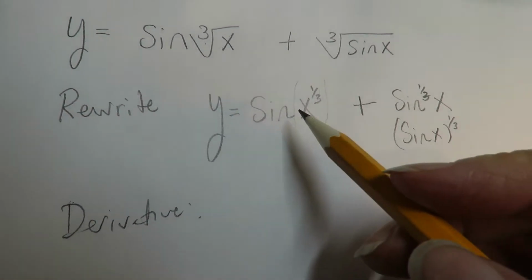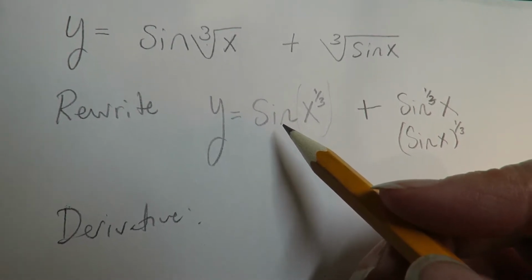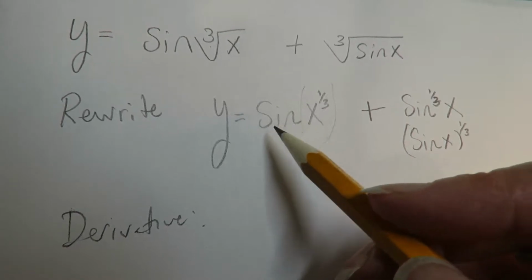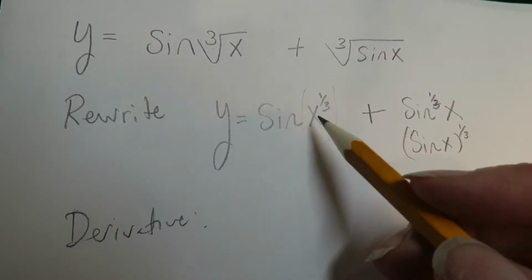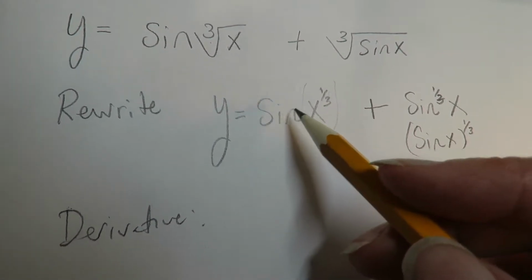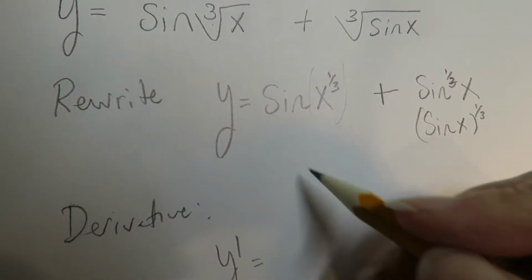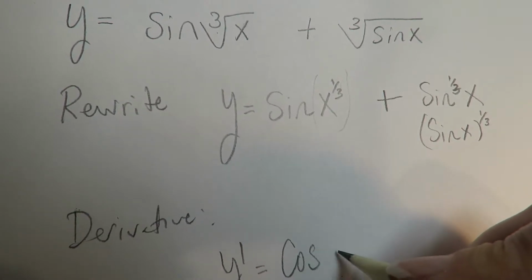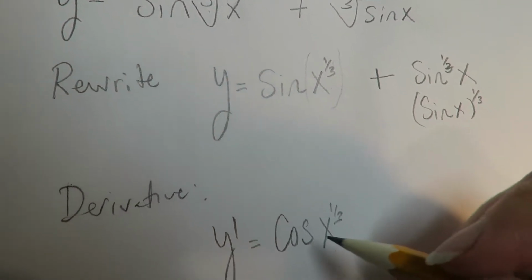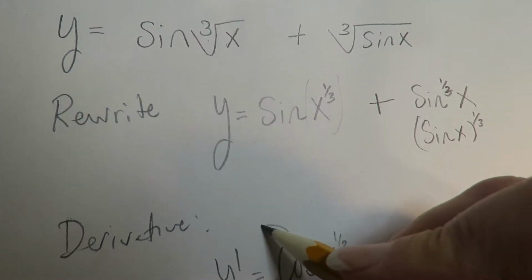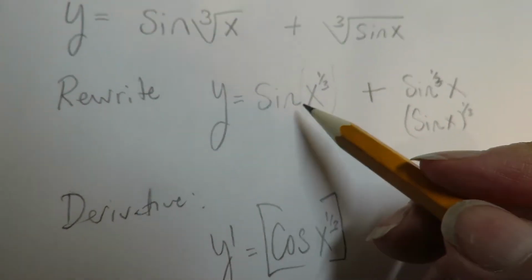So let's work on the derivative now. It's outie times innie. For the first half, the outside is the sine, right? The sine's like our skull, the x to the 1/3 is like our brain. This is the outside, this is the inside. So the derivative of the outside is cosine of the inside, keeping the inside the same. That's the outer layer of the first one.